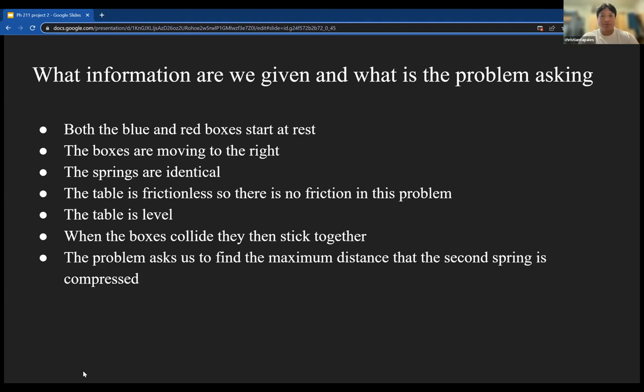This is the information we are given, and what we're asked. Both boxes start at rest. The boxes are moving to the right. The springs are identical. The table is frictionless, and there's no friction in this problem. The table is level. When the boxes collide, they stick together. And the problem asks us to find the maximum distance that the second spring is compressed.